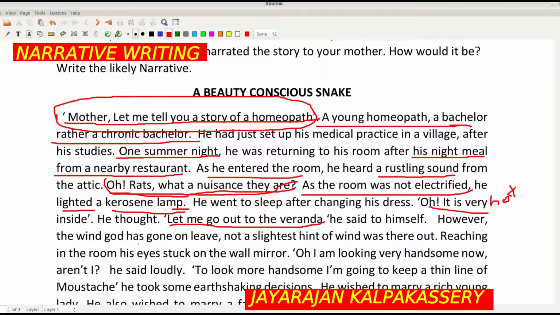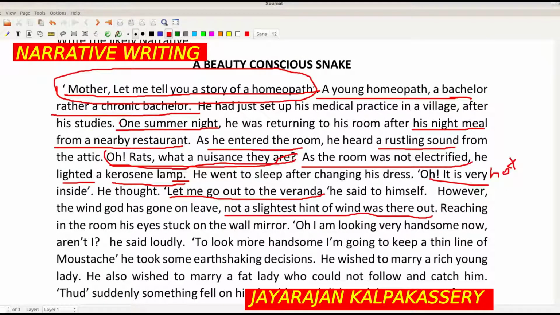However, the wind god has gone on leave. It's a figurative way of telling something. Not a slightest hint of wind was there out. Again, a stylish way of telling. Reaching the room, his eyes struck on the wall mirror. Oh, I am looking very handsome now. A self-appreciating sentence. Aren't I? A tag is used here. He said loudly.